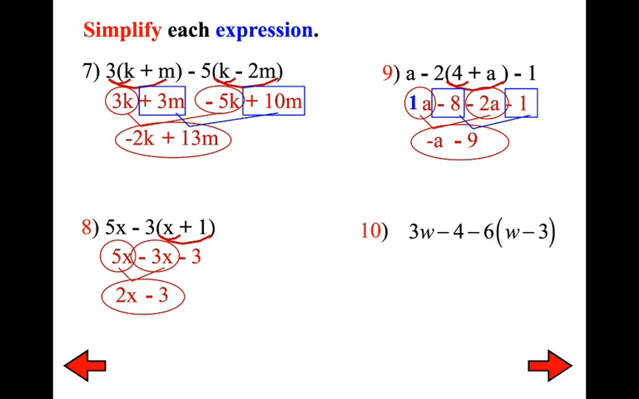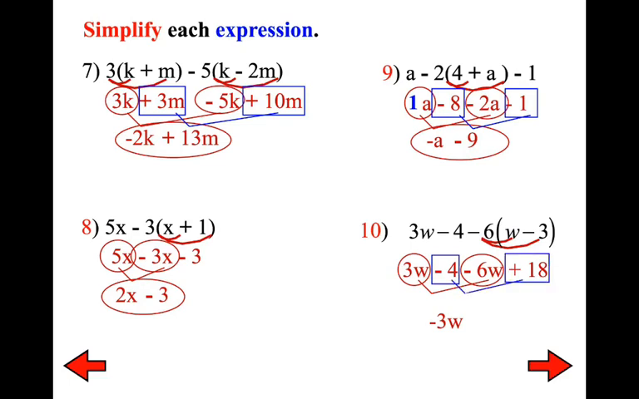Number 10. So the only thing that we're going to multiply the w minus 3 by is just the negative 6. Not the 3w, not the minus 4 right after that, only the negative 6. So we can bring down the 3w minus 4, and then when we multiply the negative 6 times the w, that's where that comes from. And then negative 6 times negative 3, that's where the plus 18 comes from. From there, we can combine like terms. Positive 3w and negative 6w make negative 3w. And then as far as the constants go, a negative 4 and a positive 18, that makes plus 14. So negative 3w plus 14.